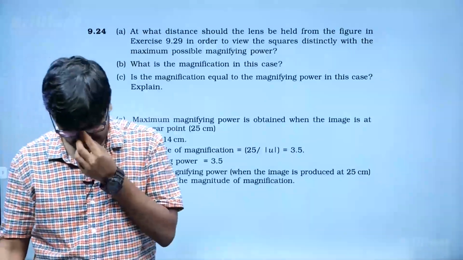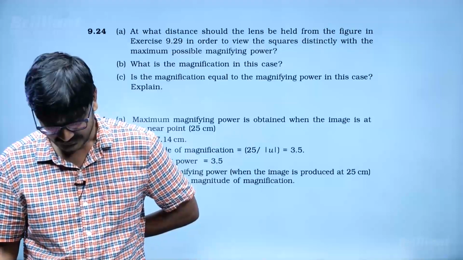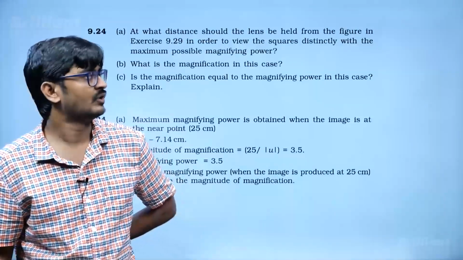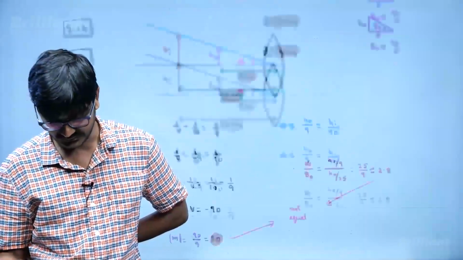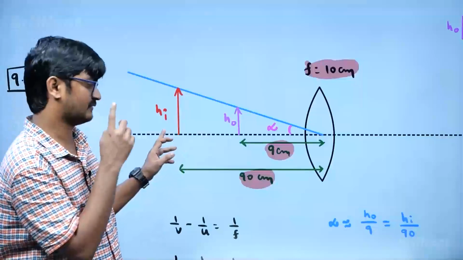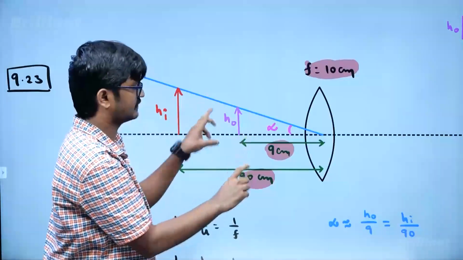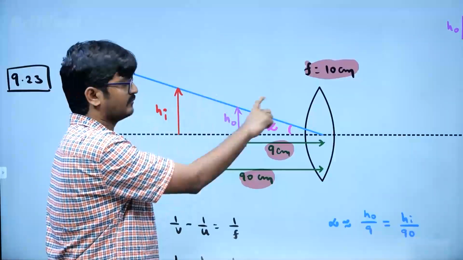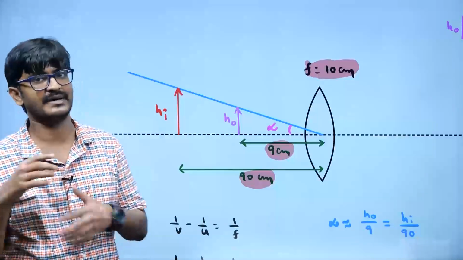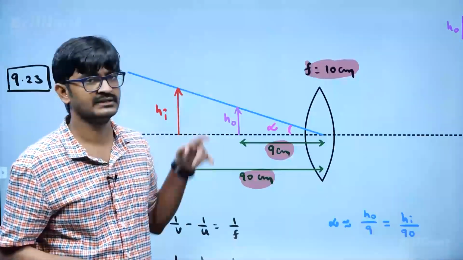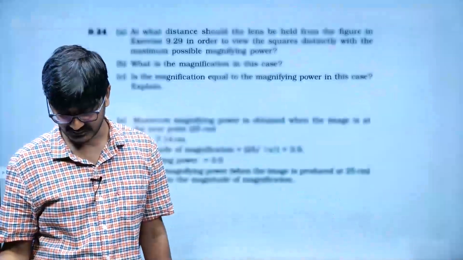At what distance should the lens be held from the figure in order to view the squares distinctly with maximum possible magnifying power? So maximum possible magnifying power will happen when the image is forming at, okay, if you see this one, image is forming at 90. Now what I can do, I can move the object further closer so the image will be formed further closer. So till where I can move it, so that I can increase the angle when the image is forming at 25. So maximum magnifying power will happen when the image is forming at 25 centimeter from our eye. So that's what we are going to use it here.